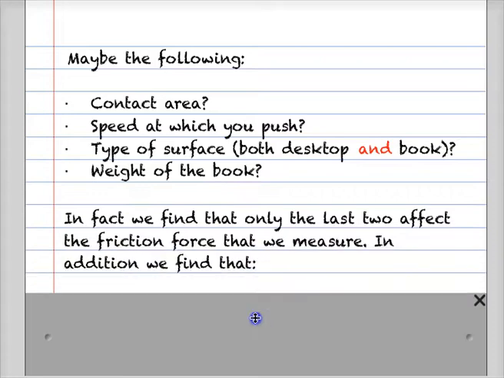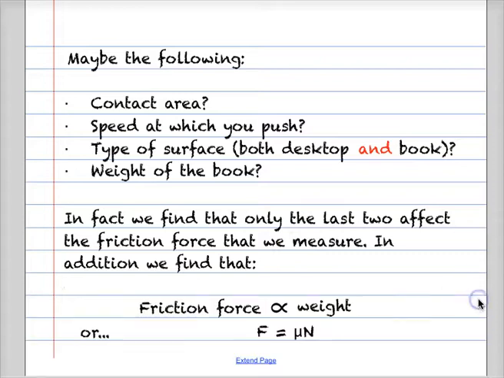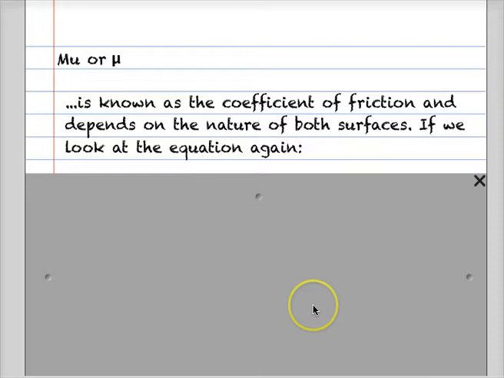It turns out that only the last two affect the friction force that we measure. Developing from that, we find that the friction force is proportional to the weight. When we have a proportionality, we have a proportionality constant, and in this case that constant is called the coefficient of friction. The symbol is mu, a Greek letter mu. Mu, or the coefficient of friction, depends on the nature of the surfaces.